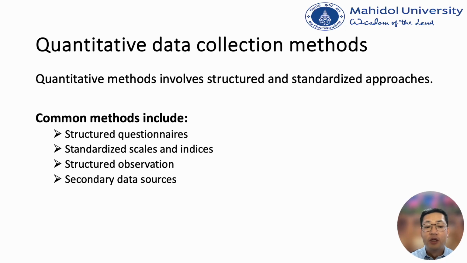Quantitative data collection uses structured and standardized approaches. The most common methods include structured questionnaires, which consist of fixed questions, standardized scales and indices used to measure psychological or social constructs, structured observation, which records behaviors using checklists, and secondary data sources, which involve analyzing existing datasets. Each of these has specific strengths and applications, depending on the research design.